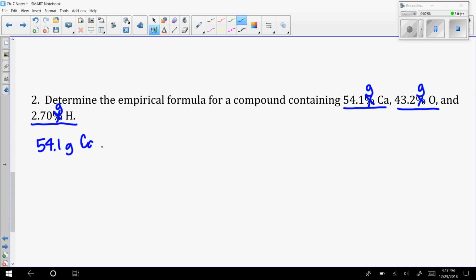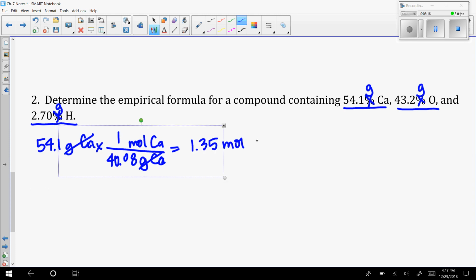So, oops, there we go. So grams of calcium on the bottom to divide out. Moles of calcium I'm converting to. 1 mole is 40.08 grams. All right, so this is 1.35 moles of calcium. All right, so let's do the oxygen.